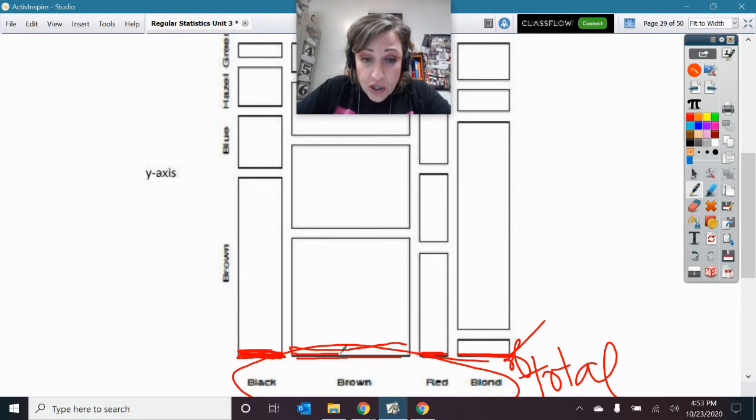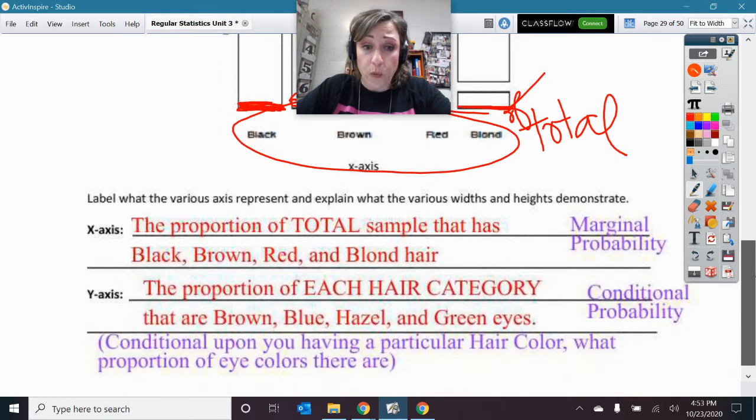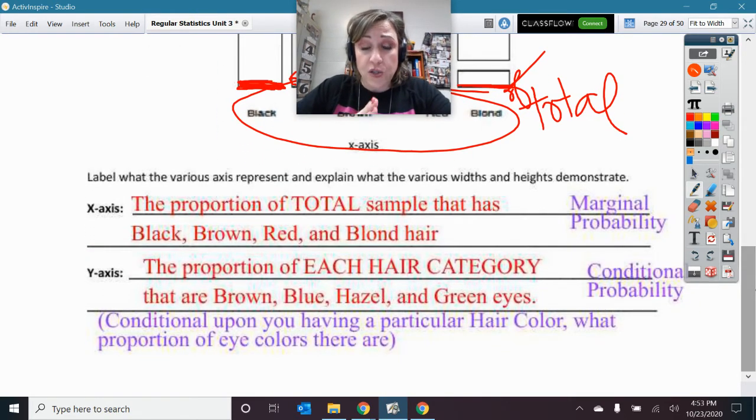Next, conditional upon you having brown hair, here's the rate at which you have brown eyes, blue eyes, hazel eyes, and green, and so on. So the y-axis is representing, conditional upon you being each one of these categories on the x-axis, the rate at which you had those y-axis heights.